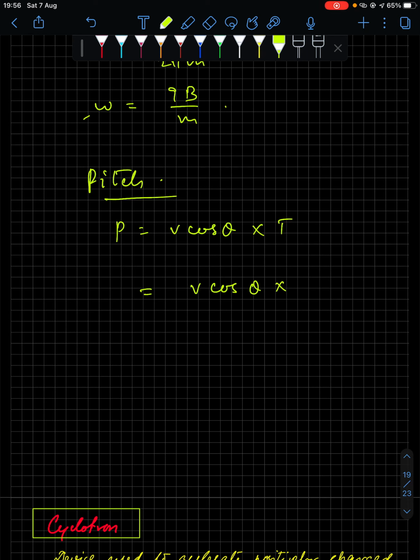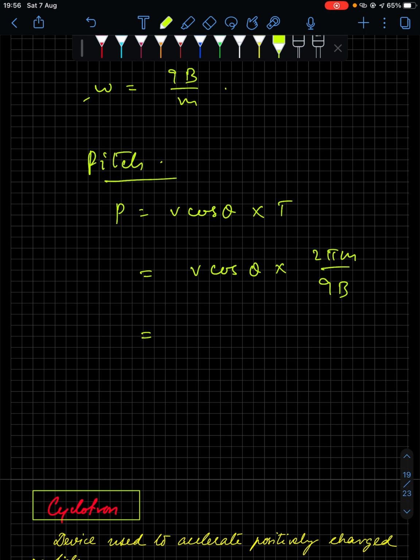What is the value of t? T value is 2 pi m by qB, right? And therefore you get the pitch relation as 2 pi m v cos theta by qB. So that is your relation for pitch.